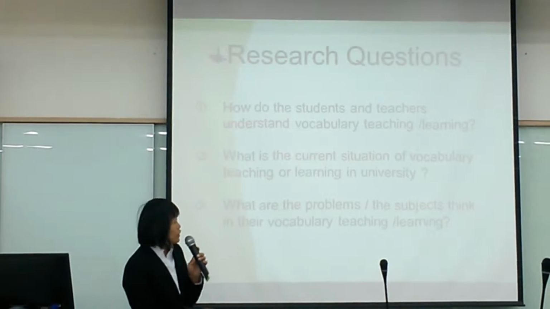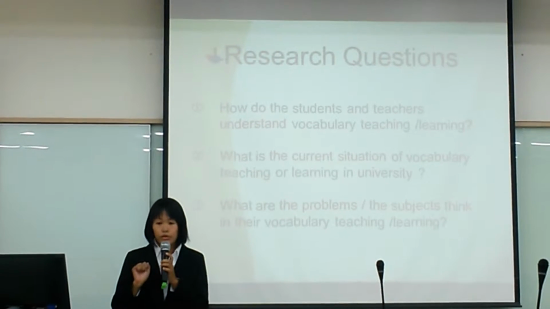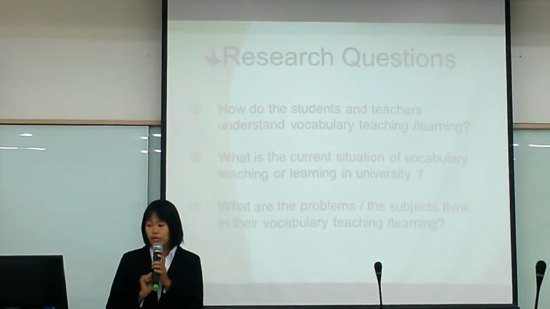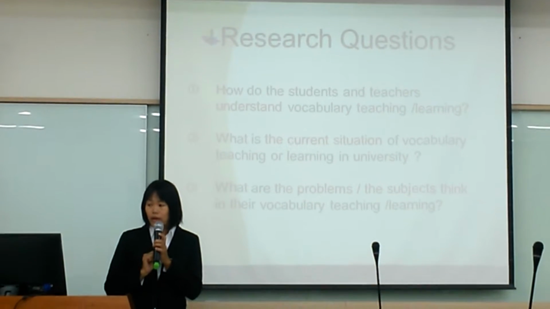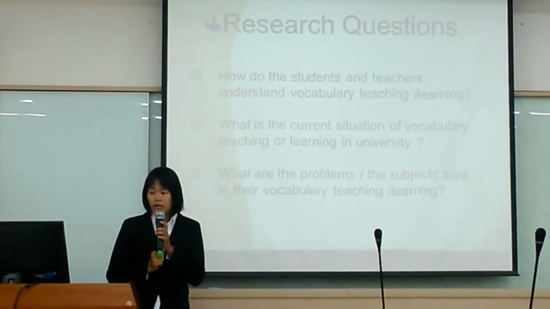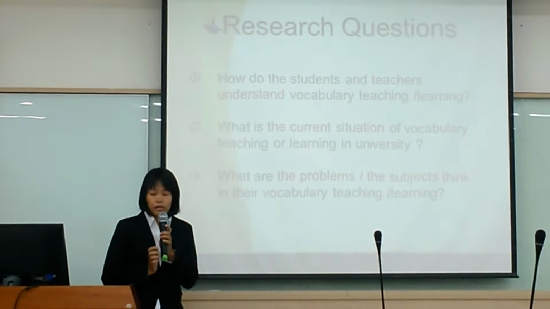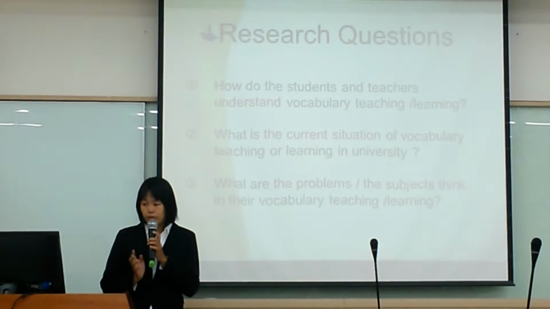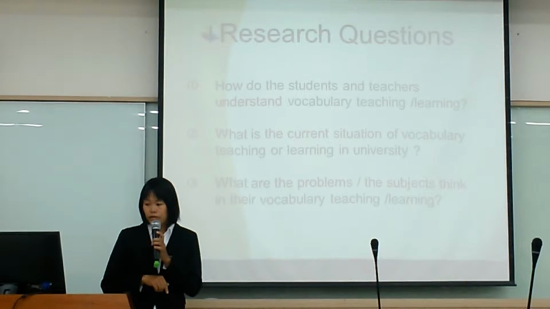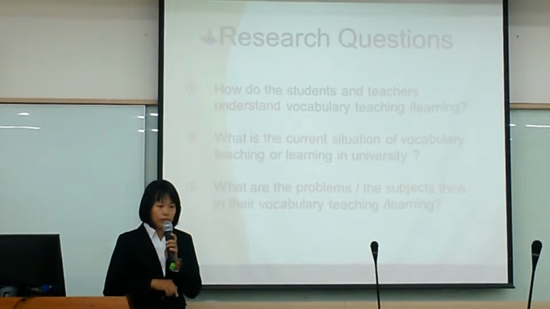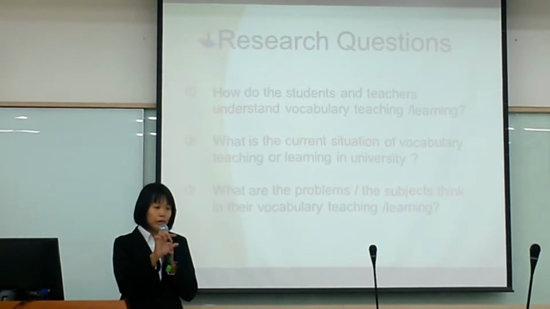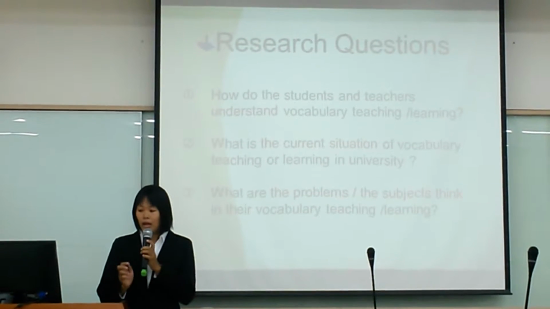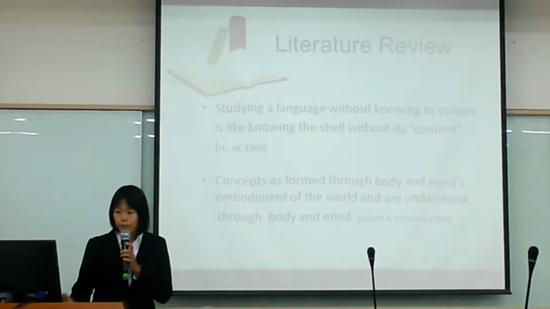And this article includes 3 research questions. First one is how do students and teachers understand vocabulary in teaching or learning. And the second is what's the current situation for teaching and learning, especially in university. And the third one is the problems subjects think. I think this part is quite a little bit problem about the spelling, something, I don't know, in their vocabulary teaching and learning.